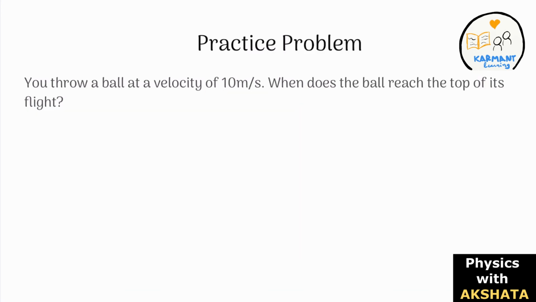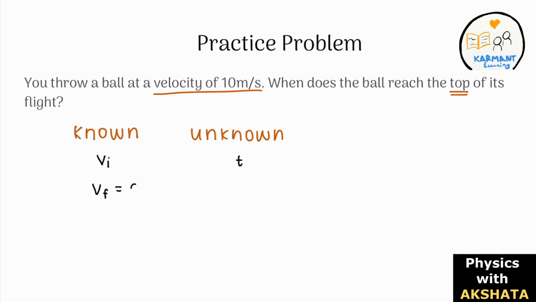Let's do another problem. You throw a ball at a velocity of 10 meters per second. When does the ball reach the top of its flight? It seems like this problem barely gave us any information. But let's still make our knowns and unknowns list. So first we are given that the initial velocity is 10 meters per second. And we have to find the time, or when the ball reaches the top of its flight. There's a hidden 0 in this, so we know that our final velocity is actually 0.